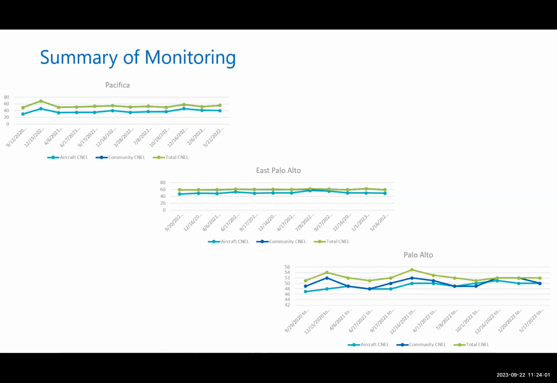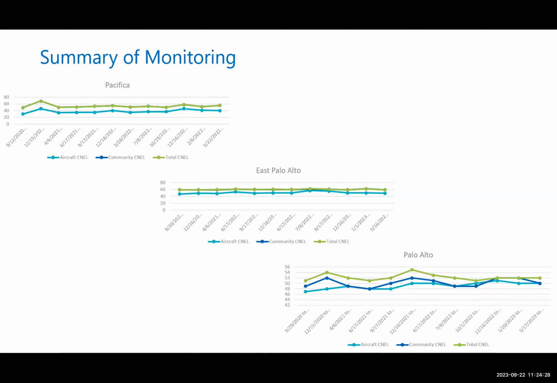When we look at East Palo Alto, again similar thing, but you can actually see the dark blue pop out around July of 2022, and that's about when they all merged at that point. And then the aircraft noise level separated again from that one. It was a median of 50 for the period on aircraft noise levels.